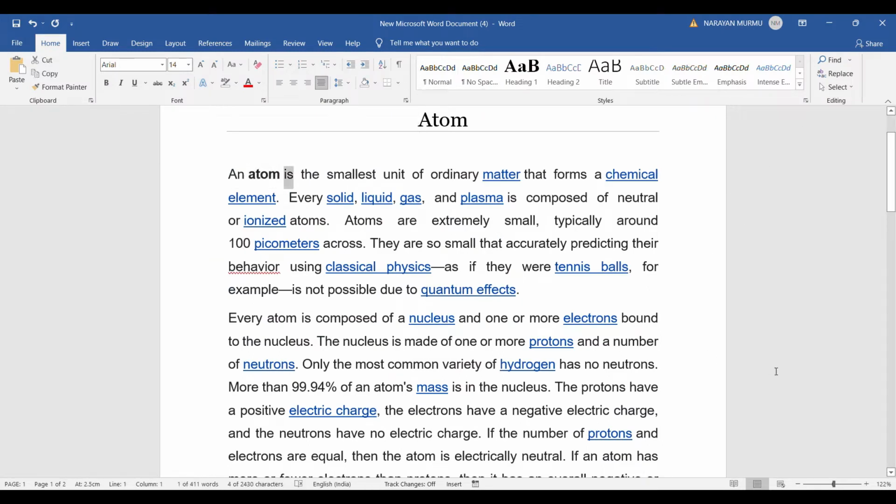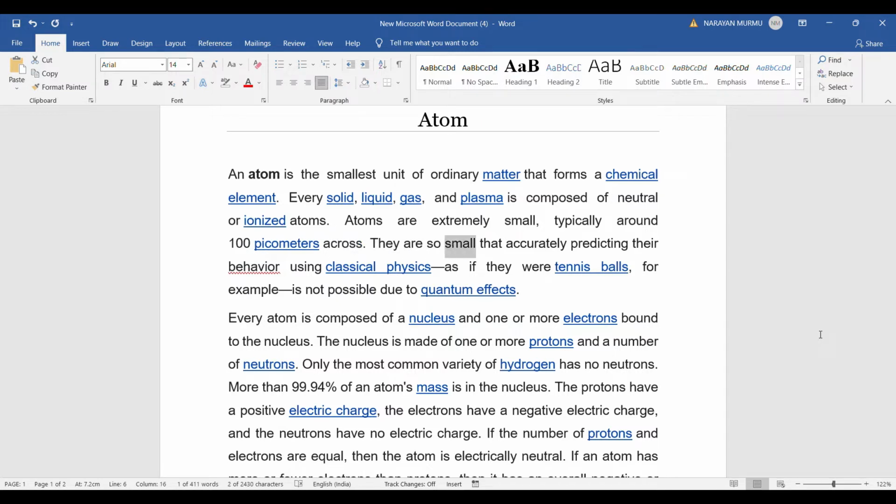An atom is the smallest unit of ordinary matter that forms a chemical element. Every solid, liquid, gas, and plasma is composed of neutral or ionized atoms. Atoms are extremely small, typically around 100 picometers across.